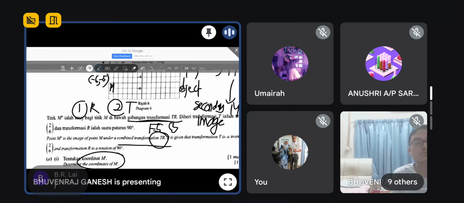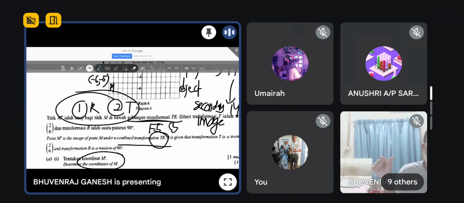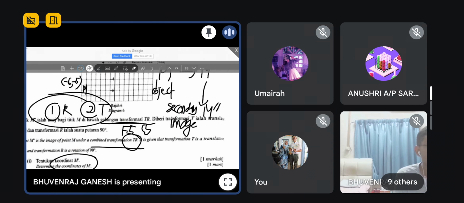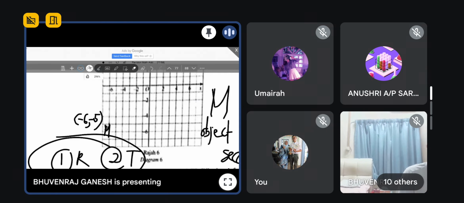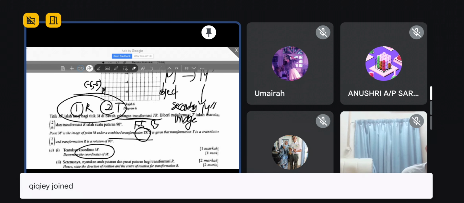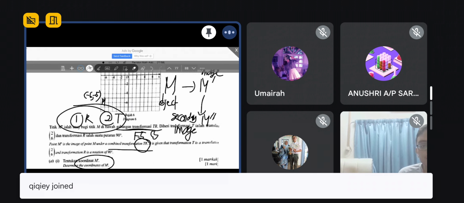Yes. Okay, we must do transformation R first because based on the order, R kena datang dulu, baru T. So that's why from M to M prime, we have to do transformation R. Okay guys, boleh faham? So transformation R is rotation, 90 degrees rotation. Okay, so center.